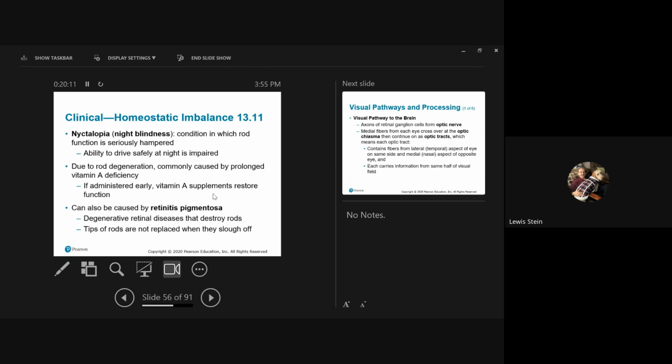So that's me. I have a certain amount of that. Commonly caused by prolonged vitamin A, I don't know. Retinitis pigmentosa, you do not want to have. It's a degenerative retinal disease that destroys the rods. It involves blindness. I do not know enough about it to talk about it.